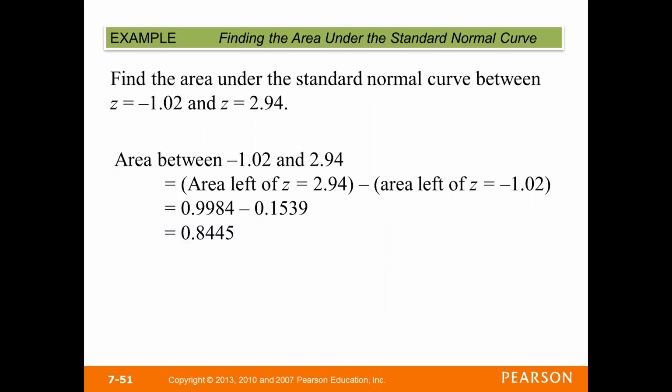Okay, what if I want to find the area under the standard normal curve between z equals minus 1.02 and z equals 2.94? Well, we'll do some more examples of this in a bit when I can draw a picture. But the area between two values is the same as finding the area to the left of the larger one minus the area to the left of the smaller one. If we use our table, we would come up with these two values, so the area between those two is 0.8445. Again, we will illustrate this later on with the normal table.